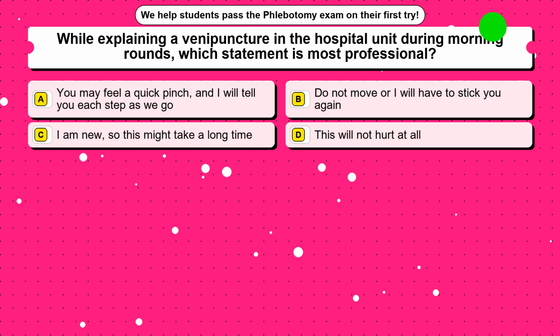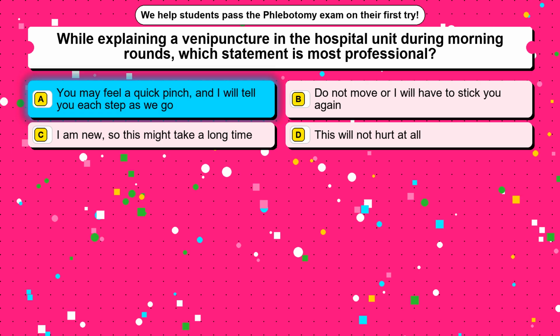Question 5. While explaining a venipuncture in the hospital unit during morning rounds, which statement is most professional? Option A. You may feel a quick pinch, and I will tell you each step as we go. Option B. Do not move or I will have to stick you again. Option C. I am new, so this might take a long time. Option D. This will not hurt at all.